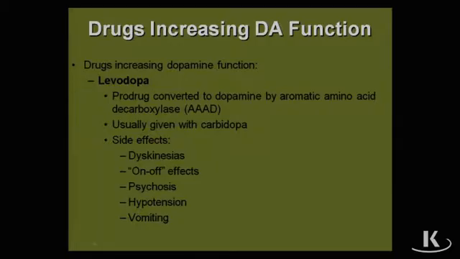Let's then review the drugs that increase dopamine function. Levodopa being the primary drug in the treatment of Parkinson's disease, it's certainly the central aspect of your treatment. Levodopa, first and foremost, is a prodrug. It is converted to dopamine by the enzyme aromatic amino acid decarboxylase, also known as AAAD. AAAD is found both in the central nervous system and in the periphery.